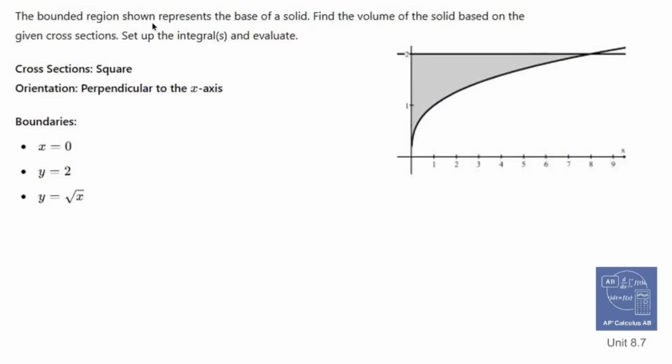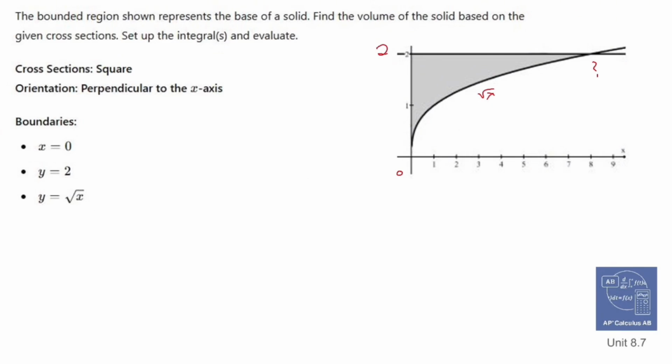The bounded region shown represents the base of a solid. Find the volume of the solid based on the given cross-section. Set up the integrals and evaluate. All right, so we're doing a cross-section of a square, and we're doing this perpendicular to the x-axis. So this is what we need to do, okay? Here are my boundaries. We've got y equals 2. We've got the cube root of x.